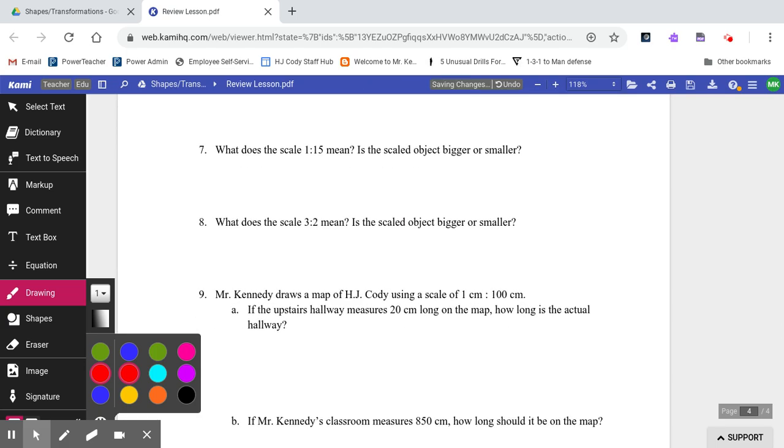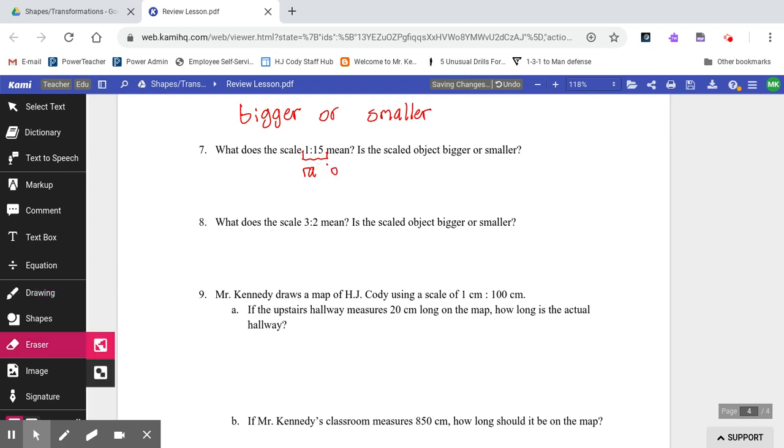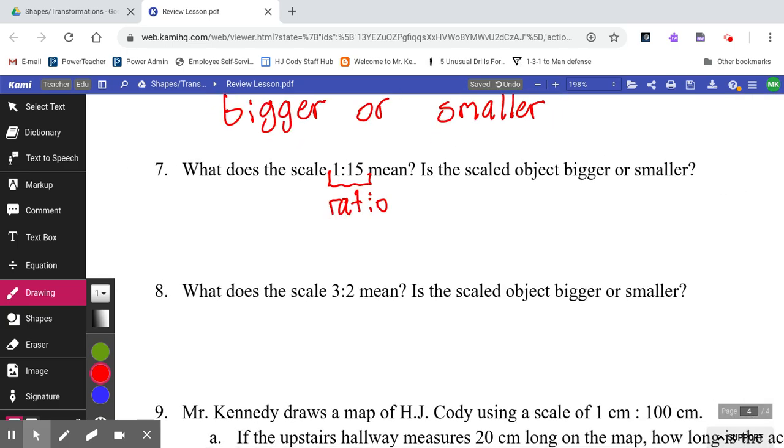Wonderful. The last thing that we did is scaling. So scaling is taking images and making them bigger or smaller. We did that by using ratios. This is a ratio. So a ratio, I'm just going to spell that a little nicer for you. A ratio is two numbers being compared to each other, and we use a colon in between the numbers. So that's 1:15. A ratio tells you if something's getting bigger or something's getting smaller.